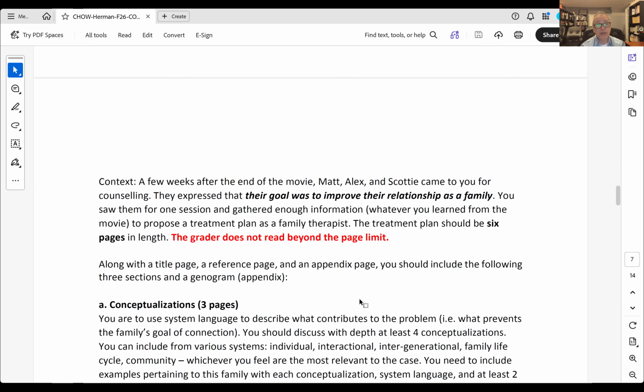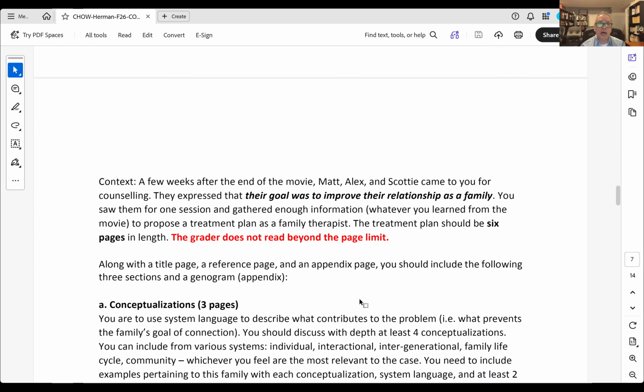Again, just as a reminder, the grader is instructed not to read beyond the page limit in any assignment. So even if you have written 8 pages, we only read the first 6. The last 2 pages are treated as if you didn't write them. So if you are missing critical information, you would not get a score for the last 2 pages.